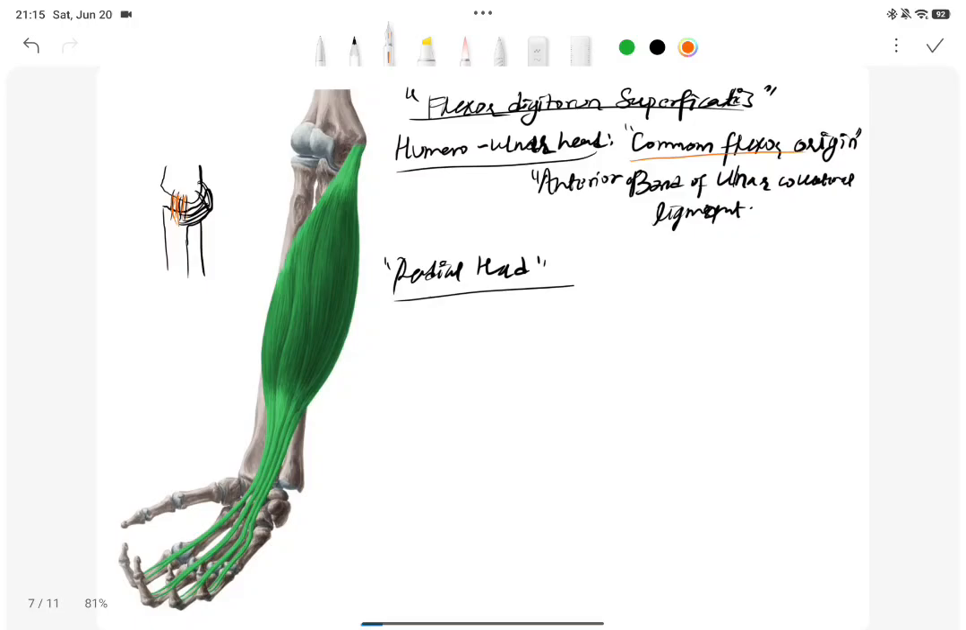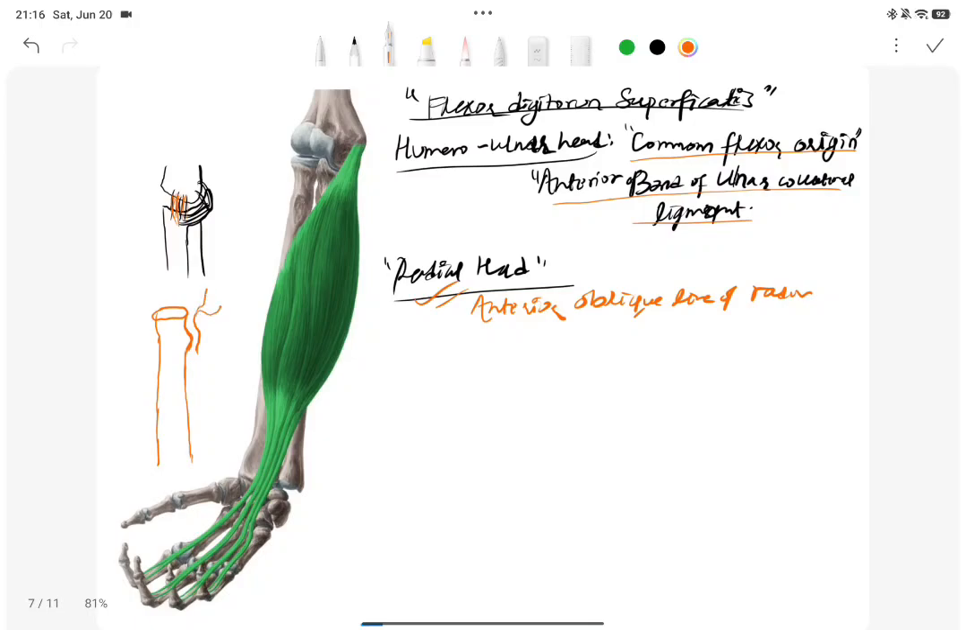So this is the humerus origin, and there is the ulnar origin, and there is a radial head also. In the radial head, it arises from the anterior oblique line of the radius. If this is the radius, there is the radial tuberosity, and there is a radial notch in the ulna.